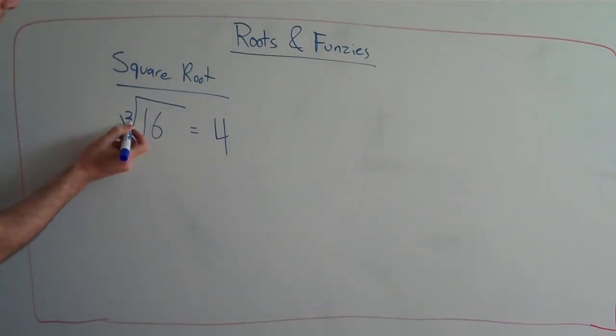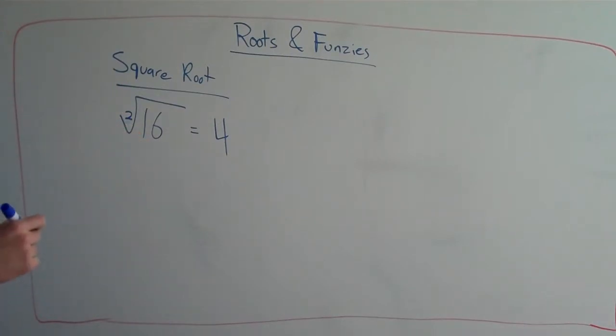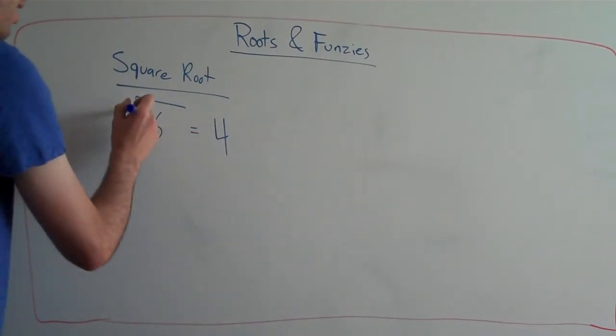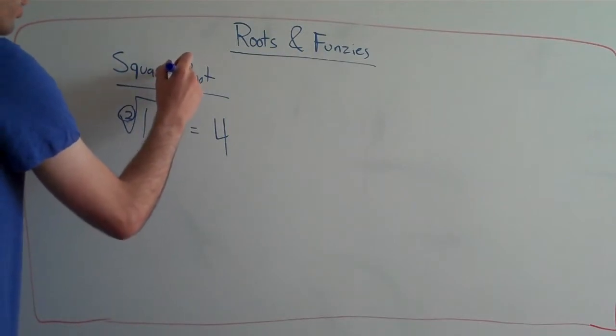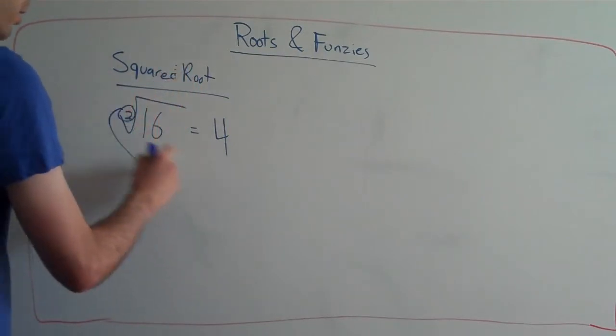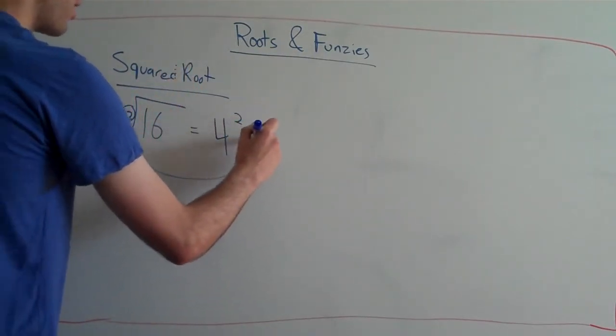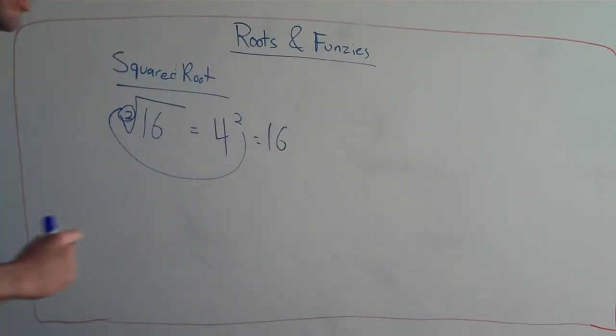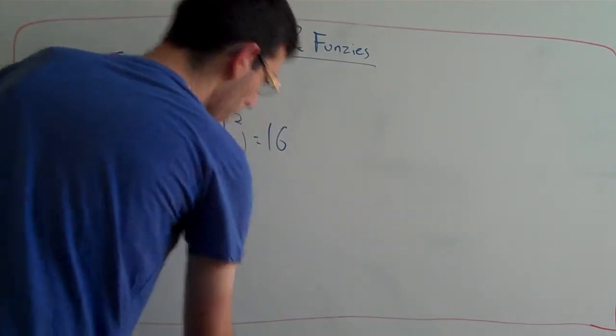Do you have an idea as to why it would be 2? Because it's 16, 4 squared. The 2 could go up here. 4 squared equals 16. Very good.